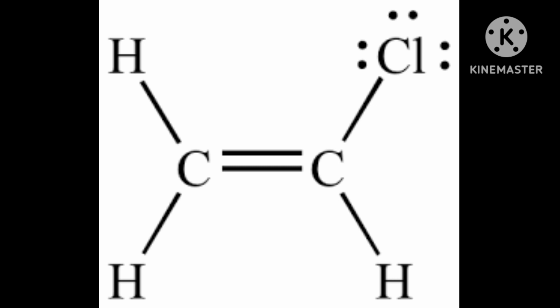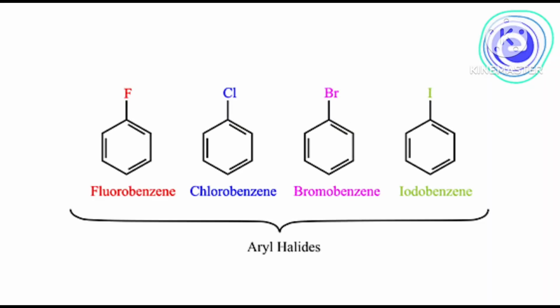Vinylic halide. An example of vinylic halide means two carbons are there, and between the carbons a double bond is there. Both carbons are now sp2. Then halogen can attach directly to that carbon. In any carbon, halogen can attach. Then what is the vinylic halide?